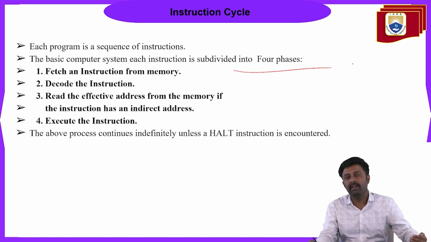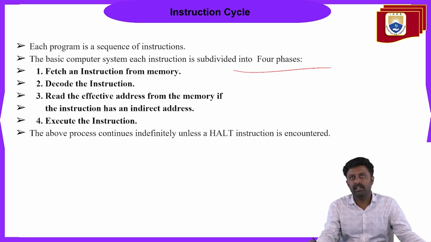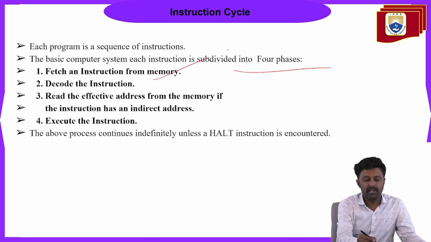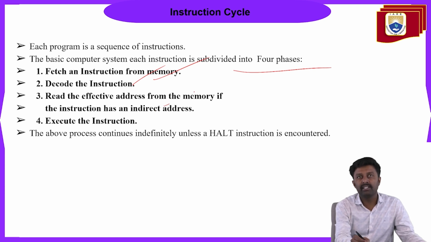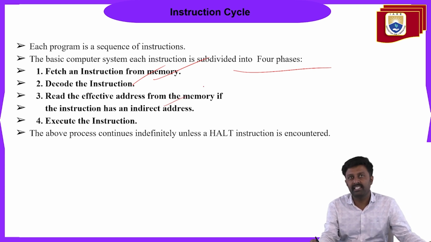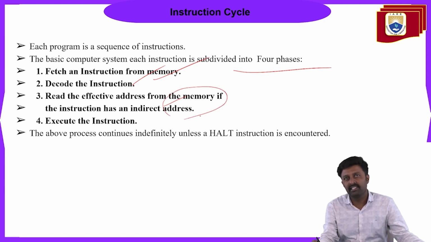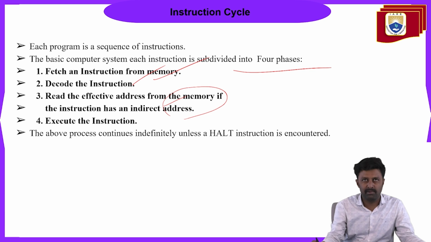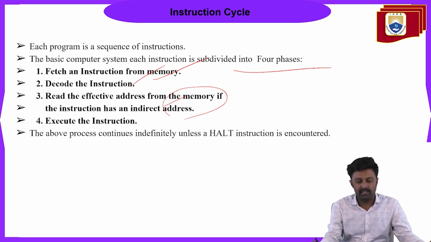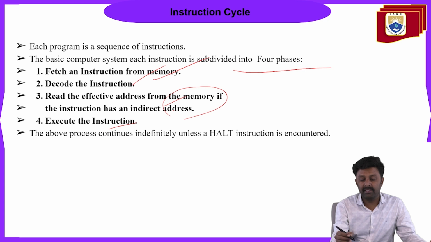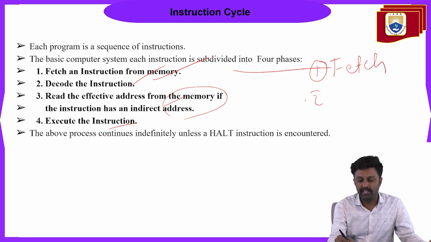So whenever we say any instruction is executed or any task is executed in the computer, it will be in 4 steps, that is fetch, decode, then the third one is to read the effective address from the memory if the instruction has an indirect address. So this third step is not necessary. If it is an indirect address, then only the third step will come into the picture, and the last step is execute. So we can say that there are 3 steps of executing an instruction, that is fetch, decode, and execute.